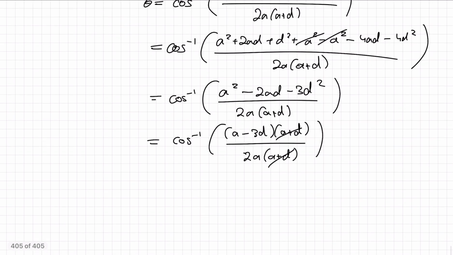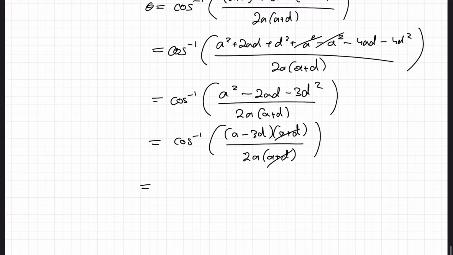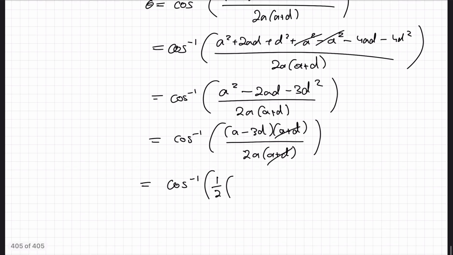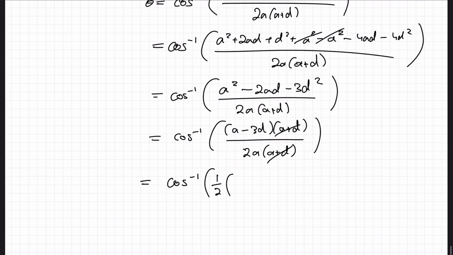Okay, so here's our new formula, and we will just factor out the 1/2 and write it as a sum. So that's going to be a over a, which is 1, minus 3d over a.